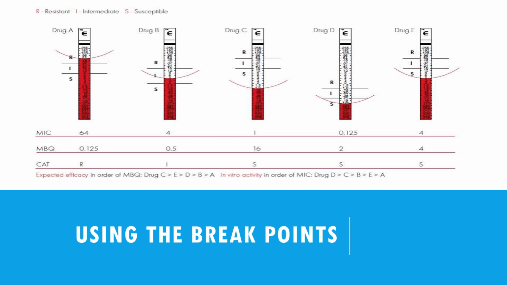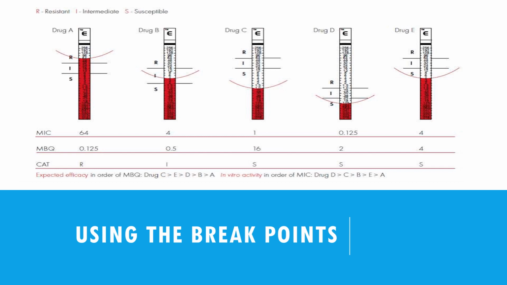Now, if you see the MICs, in order of MICs, drug D is more sensitive than C, then E, followed by B and A based on MIC. However, if you consider the breakpoint to MIC ratio, then the favored drug will be drug C followed by E, then D, B, and A. To explain, for drug C, the higher the breakpoint to MIC ratio, the more effective the antibiotic. It should be at least 2 or more than 2, the ratio of susceptibility breakpoint to MIC.